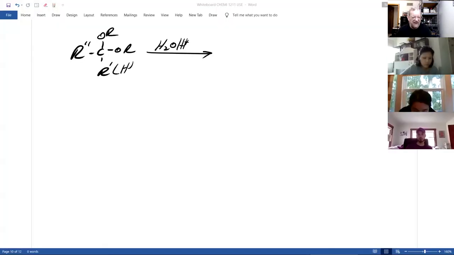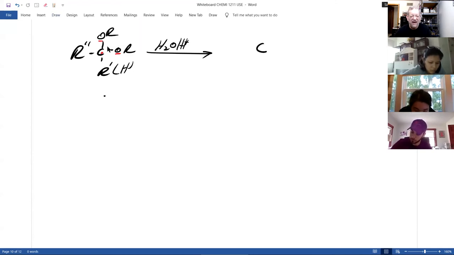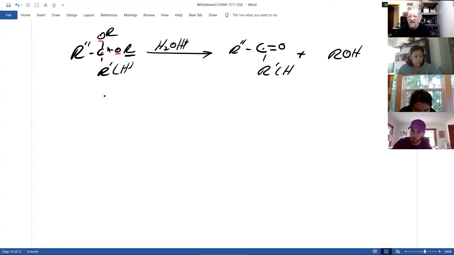And what do you get back? Keep your eye on the carbon with the two oxygens. That carbon was attached to an R prime or H, plus R double prime. You get a ketone or aldehyde, plus you get the alcohol you would have used to make that right here. And for those who must, you can put a two there, I wouldn't, and you get that alcohol or two molecules of it.